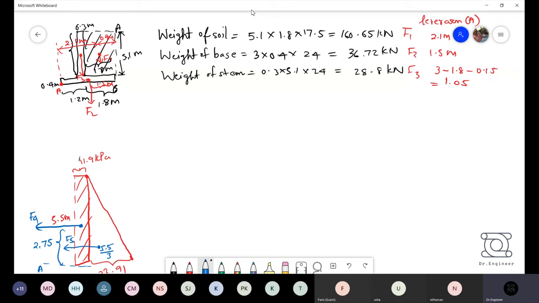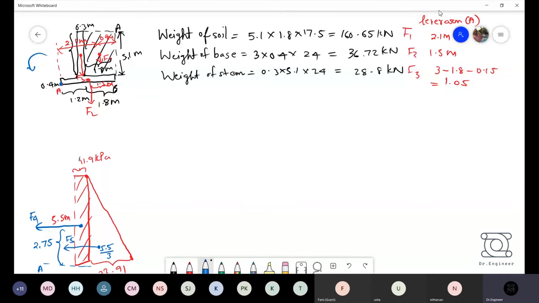That's why this is in active state, right? That means this retaining wall might fall this side. So it should topple around A. So we are going to take moment about A. That's why I took the lever arm, that is the perpendicular distance for the forces from A, right?